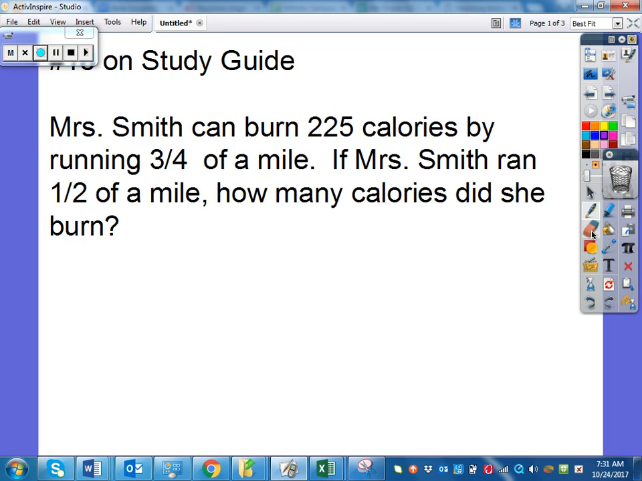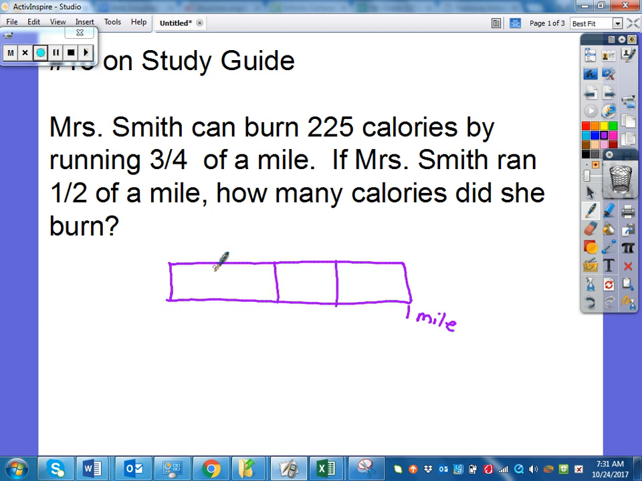So to do this problem, I'm actually going to draw a model. I'm going to represent it using a box, or what we call a tape diagram. This is sort of going to represent 1 mile. And then I'm going to have to represent 3/4 of a mile. So there is 3/4 of a mile, which is 3/4 of my entire tape diagram. I'm going to go ahead and shade that off so that we know exactly what Miss Smith ran was 3/4 of a mile.